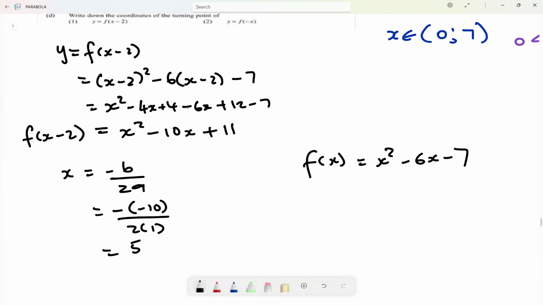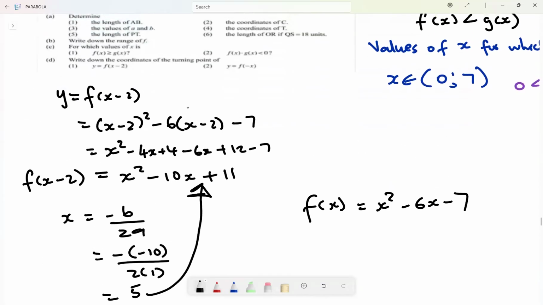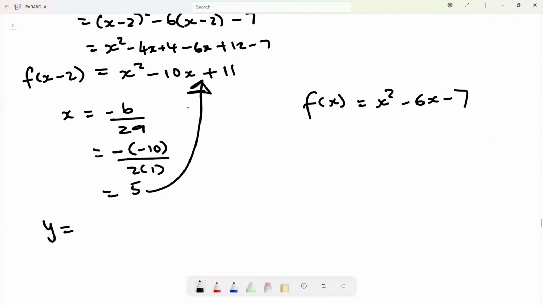Okay? Then you substitute this one. You substitute to find y, you substitute this one on the graph of f of x minus 2, because we are not finding the turning point of f of x, but rather f of x minus 2 again. So we are going to come back and substitute this on that. It's going to be 5 squared minus 10 into 5 plus 11, which gives us 25 minus 50. It is -25 plus 11, which is -14.